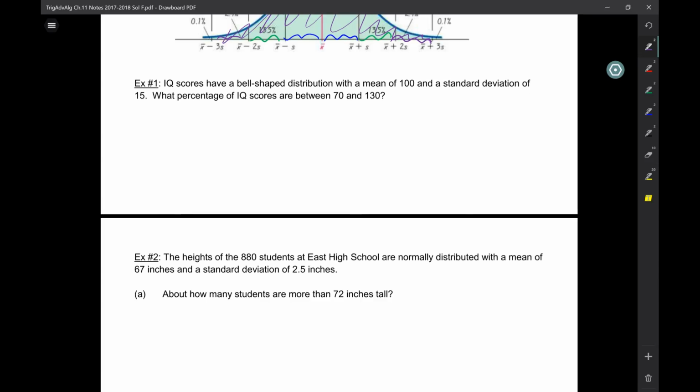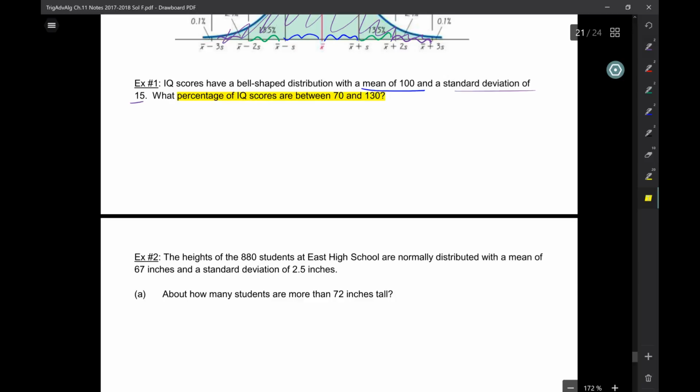IQ scores have a bell-shaped distribution with a mean of 100 and a standard deviation of 15. Okay? This stuff right now is where real people in their jobs use this stuff, right? If you have a real statistician. All right, so here it says what percentage of IQ scores are between 70 and 130.